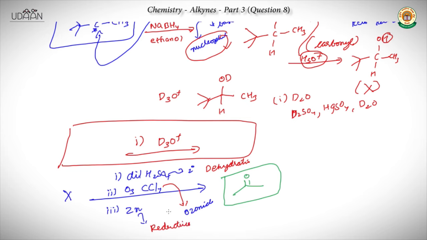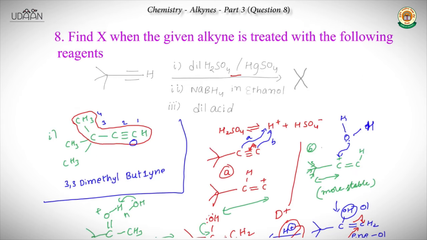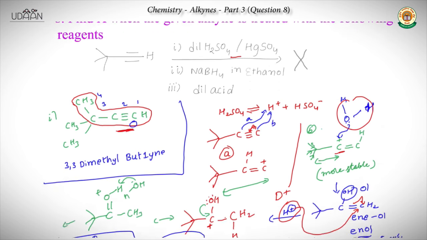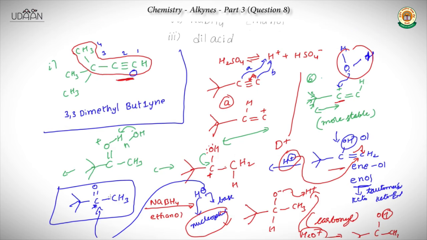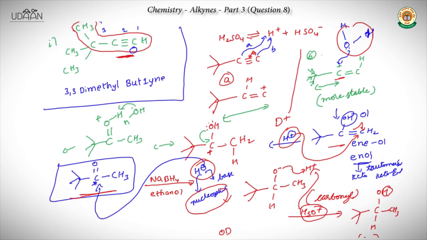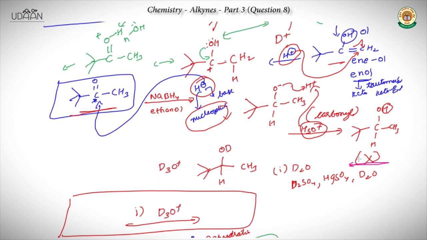So let us summarize what we did in this question. First, H plus attacked the dense electron cloud of the alkyne to form a carbocation, and water attacked on that carbocation to form an enol, which tautomerized to form a carbonyl compound. This one. And then hydride attacked on that carbonyl compound. This one. Which came from NaBH4. Yes. To form an alcohol. So here we end this question. Now let's move on to the next question.